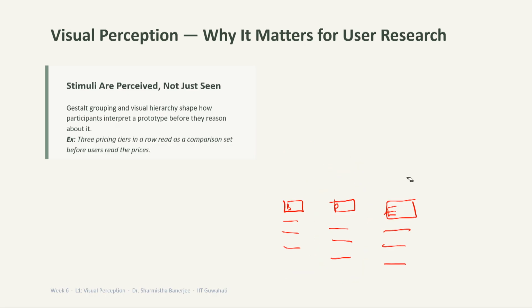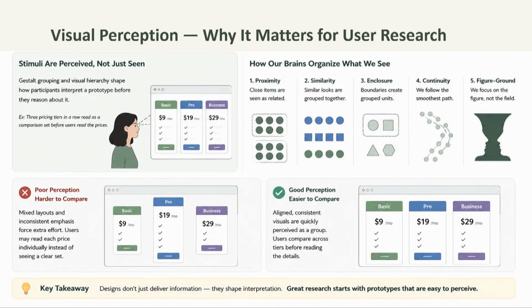So when you are trying to design a prototype for testing with users, you have to look at how you are going to put it up so that the stimuli is perceived and you are able to capture that in the user experience research. So let's see here. The basic, pro and business. Now, how am I grouping it?